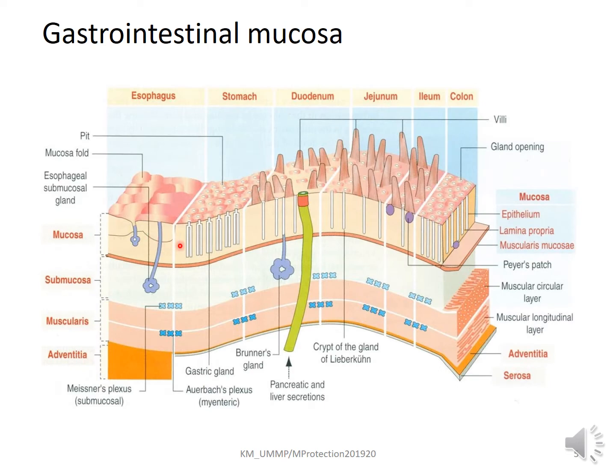Here is the gastrointestinal mucosa. It has three parts: epithelium, lamina propria, and the muscularis mucosae. Beneath the mucosa is a submucosal layer, and after that is a muscle layer, and the outer layer is covered by serosa.